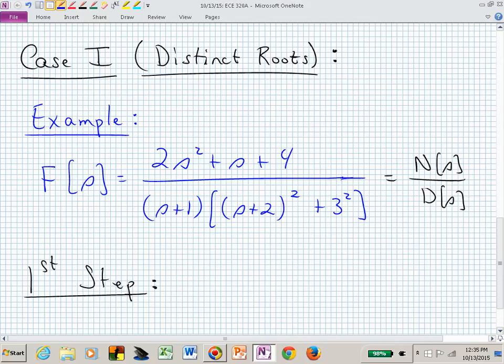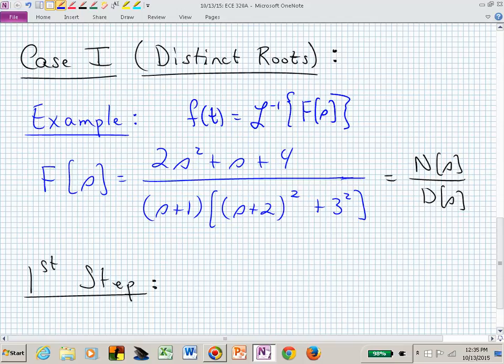In this example, we are looking for f of t, which is the inverse Laplace transform of capital F of s. What's the very first thing you want to do in finding little f of t? You need to check to see if this particular transform is strictly proper. You need to make sure it's strictly proper.